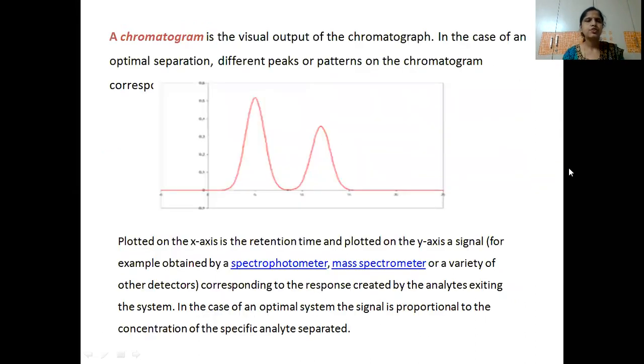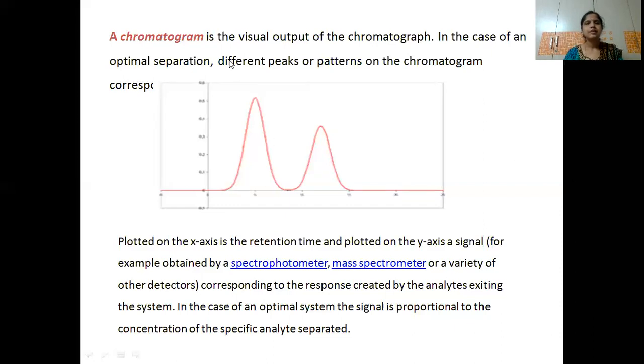Then the other term is chromatogram. Chromatogram is the visual output of the chromatograph. After doing the chromatography technique, we need to detect the components. For that, we will be using detectors. Those detectors may be a spectrophotometer or mass spectrophotometer. And from those detectors, a graph is obtained, which is the chromatogram.